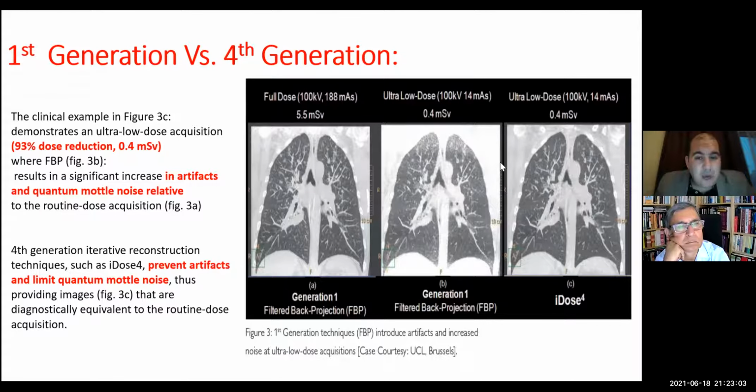Also the noise becomes less using the fourth generation, which is called IDOSE for the Philips machine. So fourth generation iterative reconstruction algorithms such as IDOSE prevent artifacts and limit quantum mottle noise. So they prevent artifacts and reduce or limit the noise.